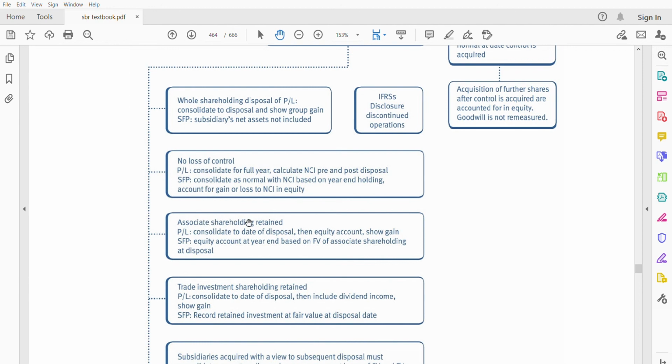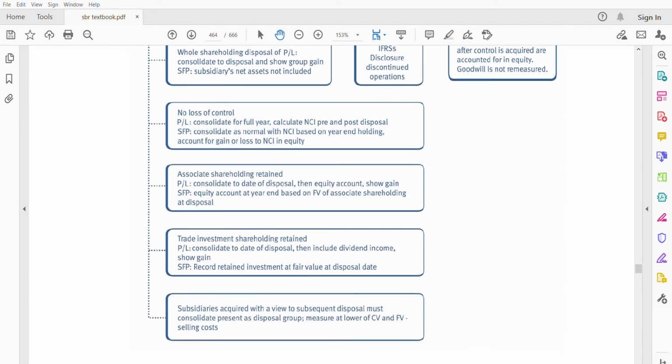Then what if an associate shareholding is retained? That means the subsidiary is now an associate. So you have to consolidate to the date of disposal. Then when a subsidiary is becoming an associate, you consolidate until the date of disposal. Then you have to use equity accounting and show the gain. In the statement of financial position, equity accounting you have to use when it becomes an associate. But before that, you can consolidate.